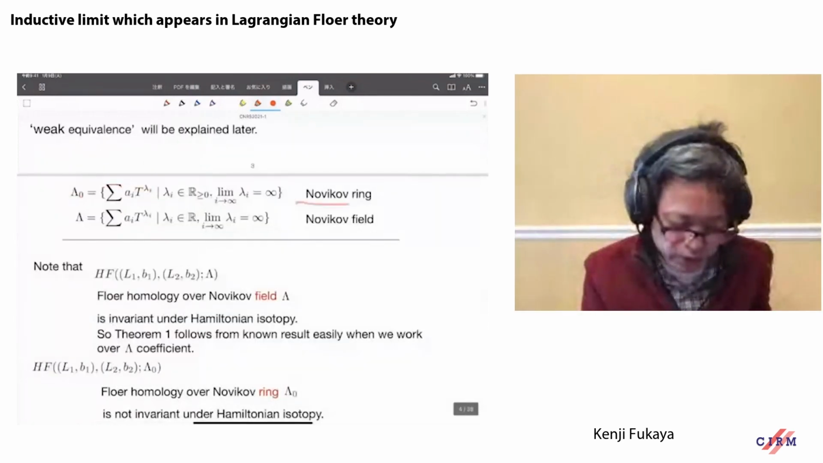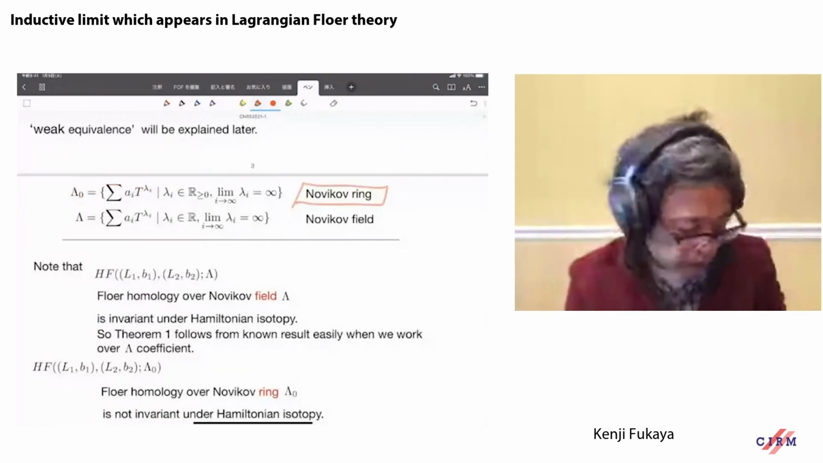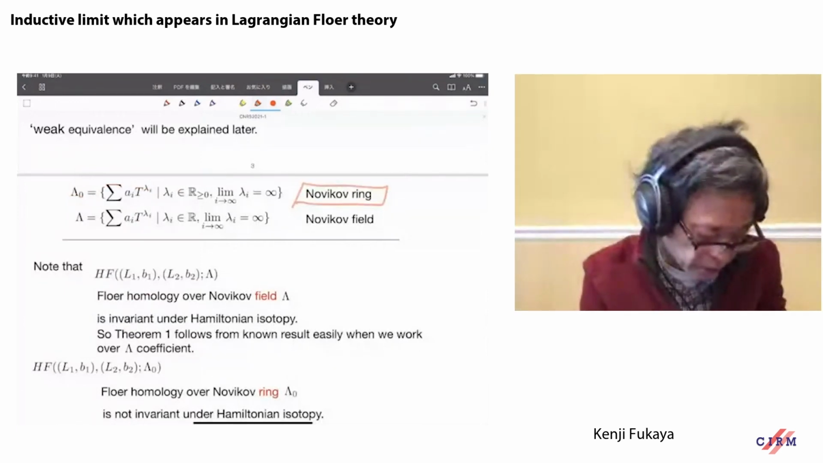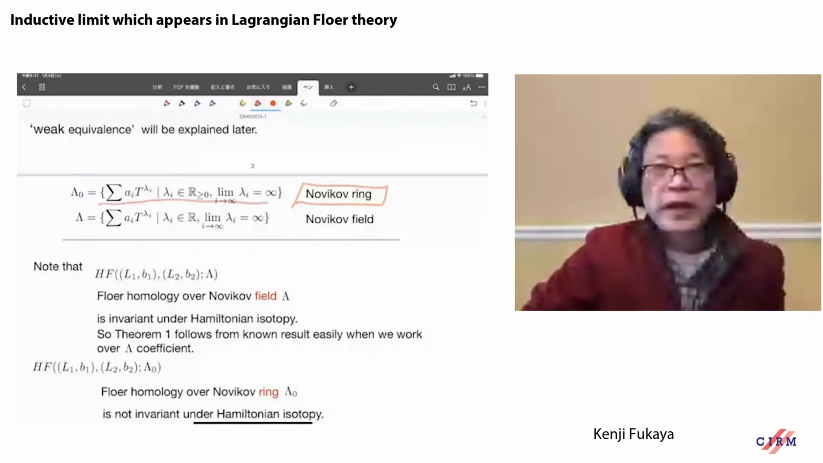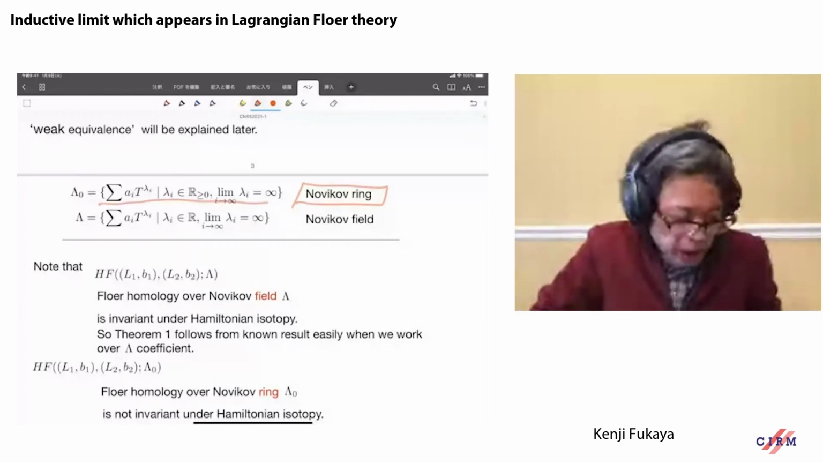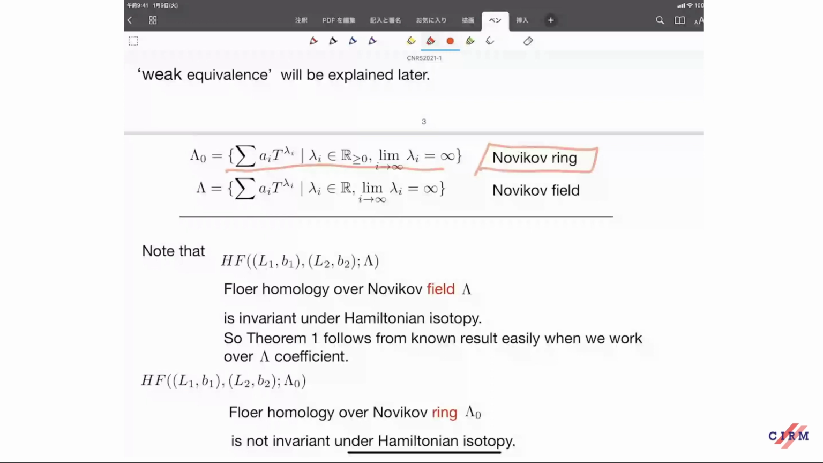We first consider this Novikov ring. That is a kind of formal power series ring, of sums of a_i T^{λ_i}, where a_i is a real number and λ_i is a non-negative real number which goes to plus infinity. This is the Novikov ring. And if we allow λ_i to be a negative number, that's called the Novikov field. And I need to remind you of one thing.